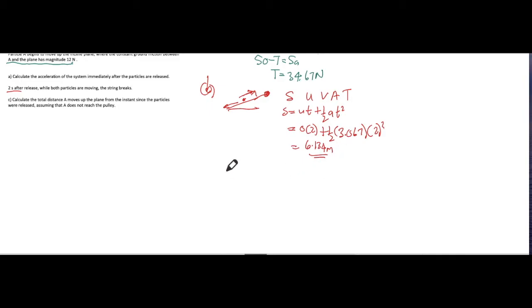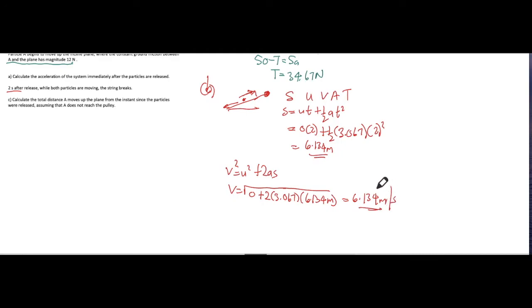So what was the speed that it was traveling? v squared equals u squared plus 2as, so v equals the square root of that. Initially it was 0, it started at rest. 2 times a, which is 3.067, times the distance, which is 6.134 meters. If you square root this, you get 6.134 meters per second. So it moved 6.134 meters, and the velocity is also 6.134.